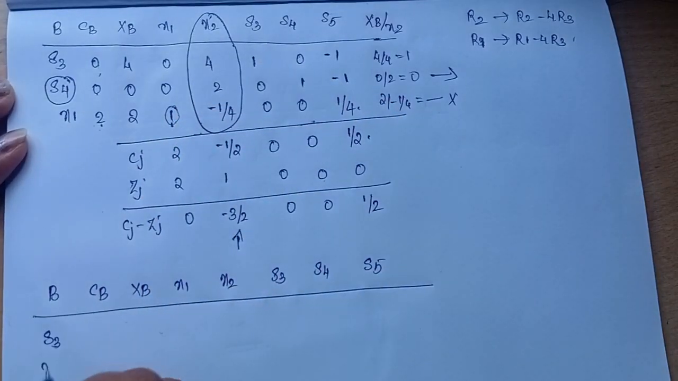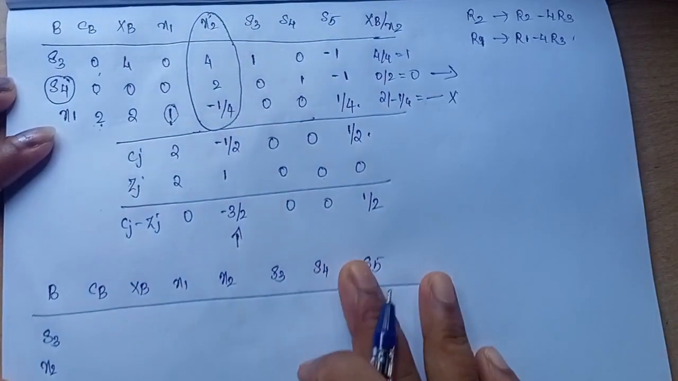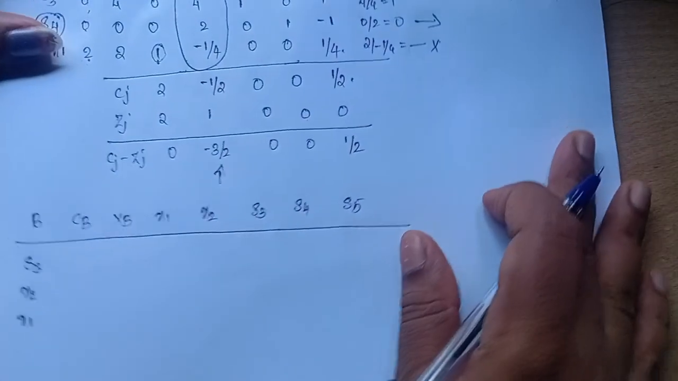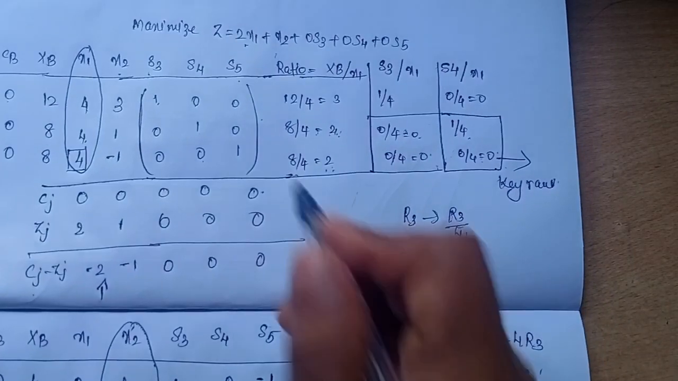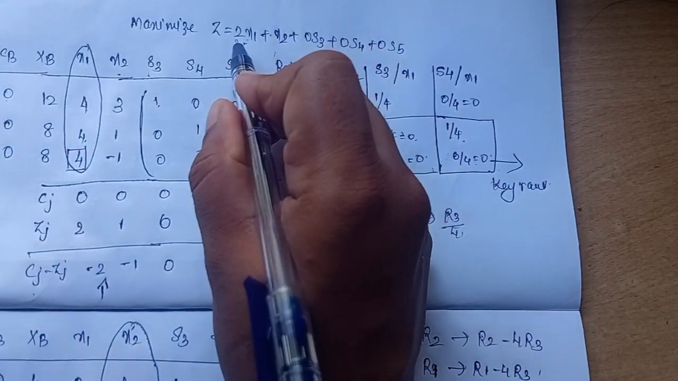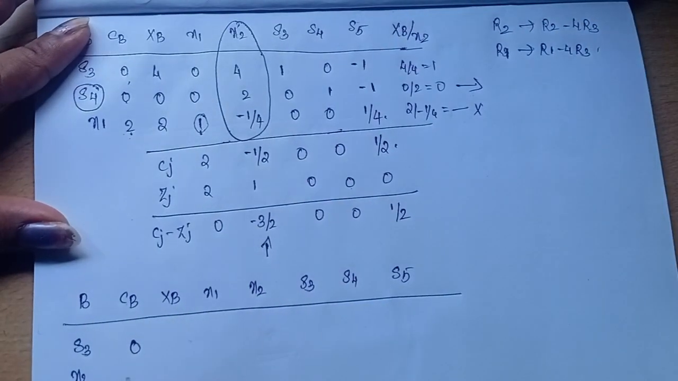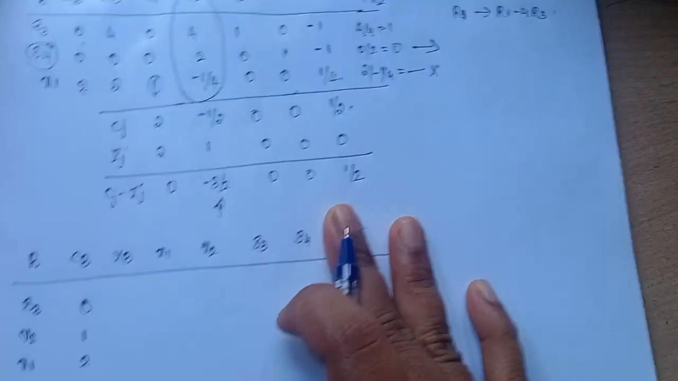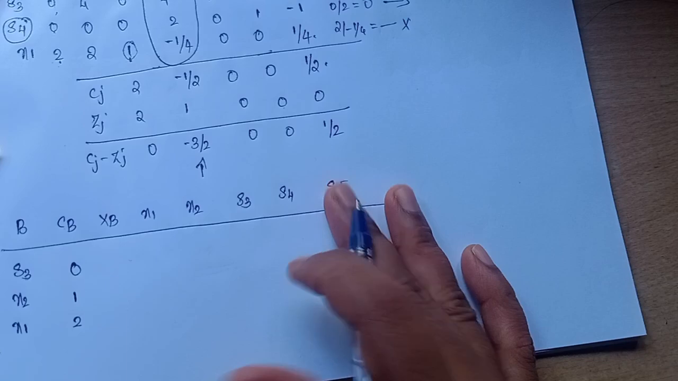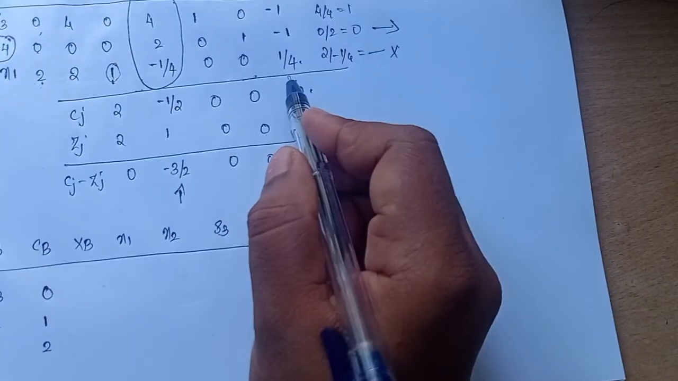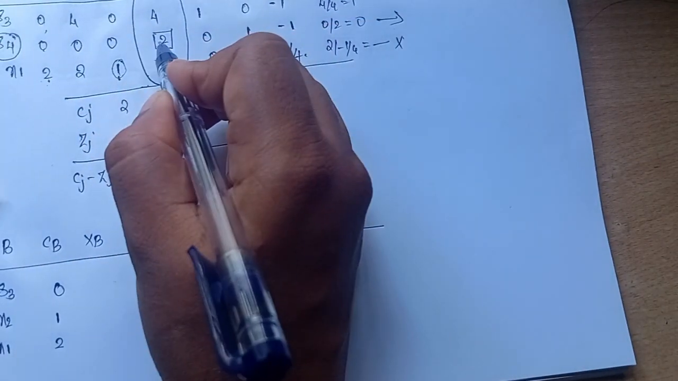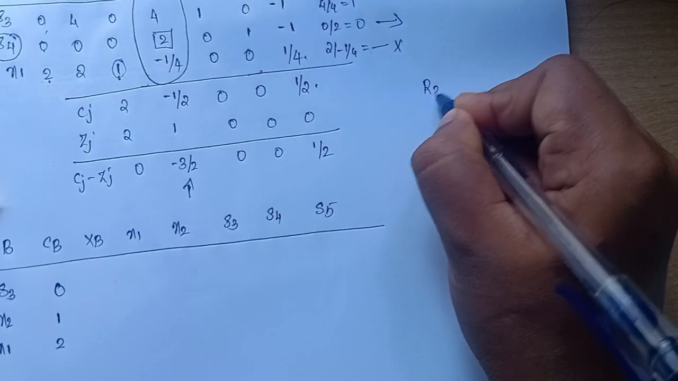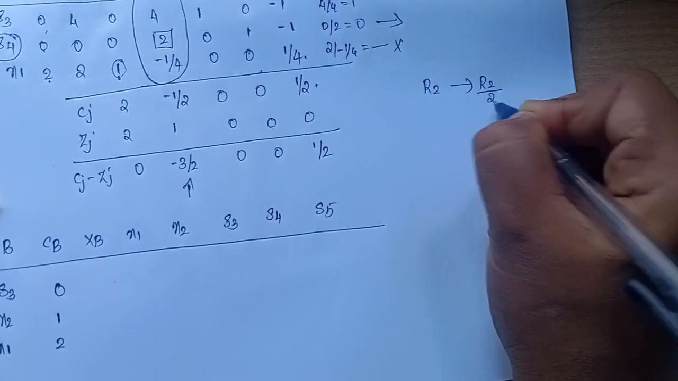S4 is replaced by x2 and x1, and its coefficients are, we know that the coefficient of S3 in Z is 0. The coefficient of x2 in Z is 1 and x1 in Z is 2. Okay. Now here the key element is what? Key element is 2. Now we are going to convert this key element to 1. The key element belongs to the second row, so we divide the second row by 2.